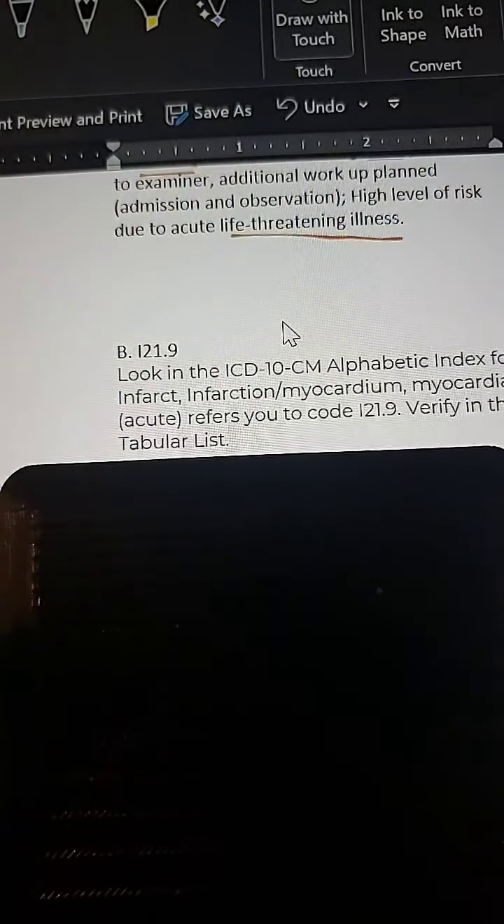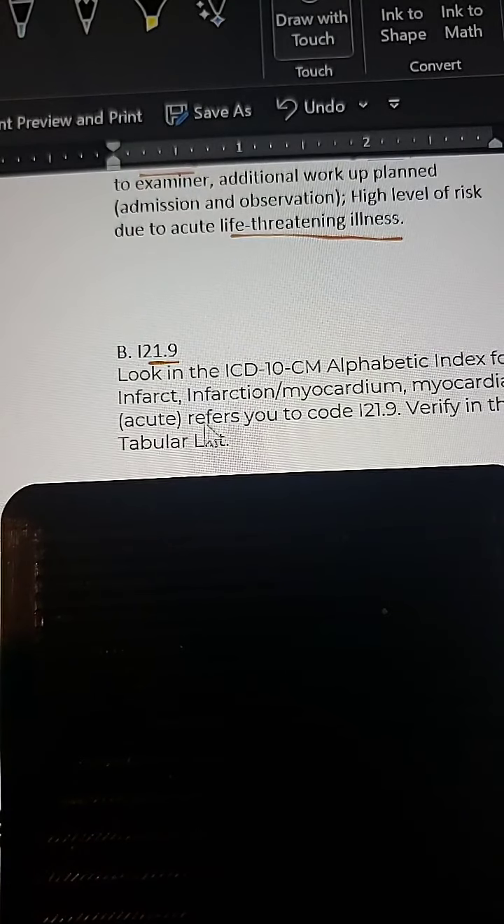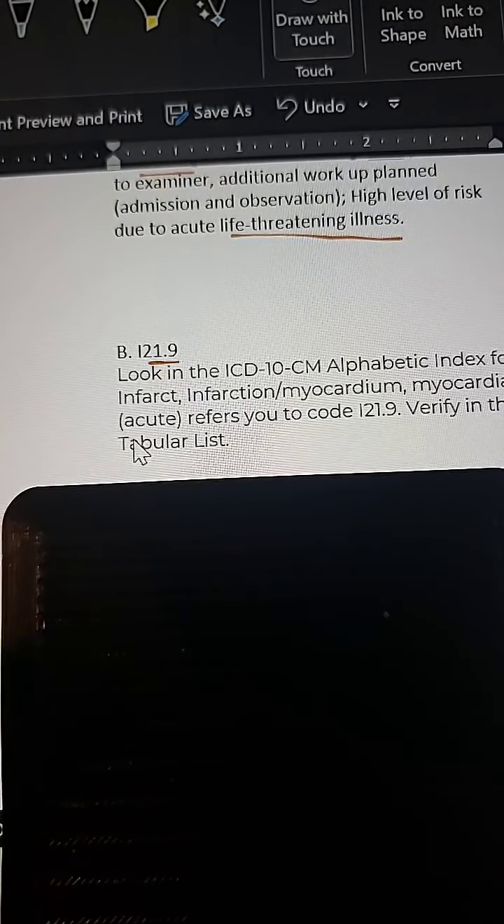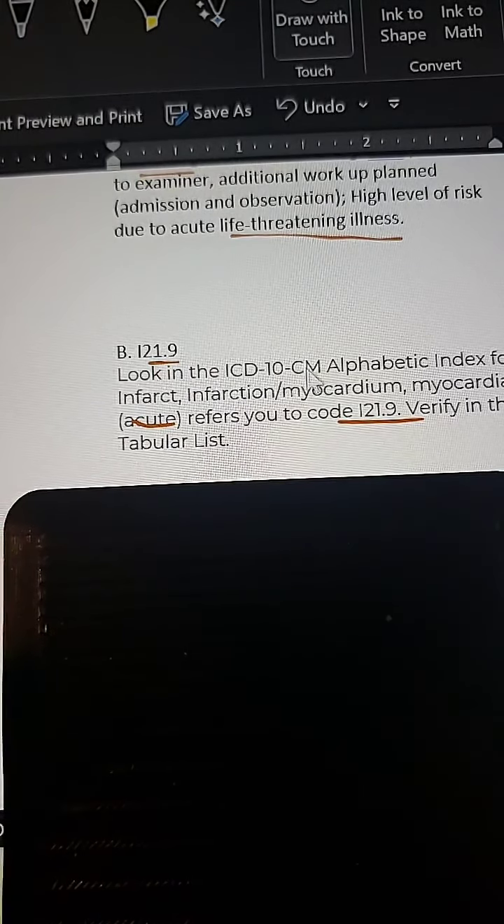Our diagnosis code was the 9, non-specific. If you do look in the index for your acute heart attack, it'll refer you to that code, which you don't have the opportunity to do because we don't index anything, because they already gave you the answer, so we just look at the codes and see what the differences are.